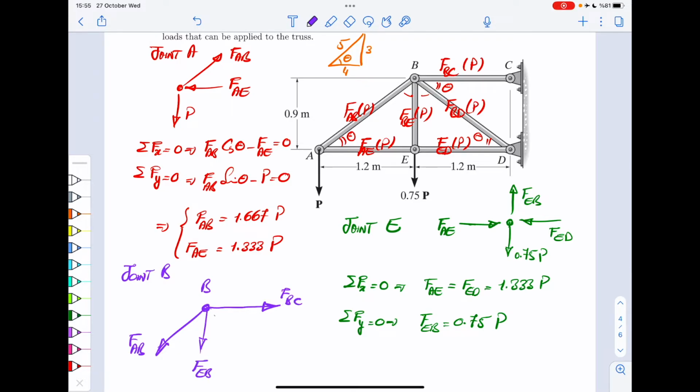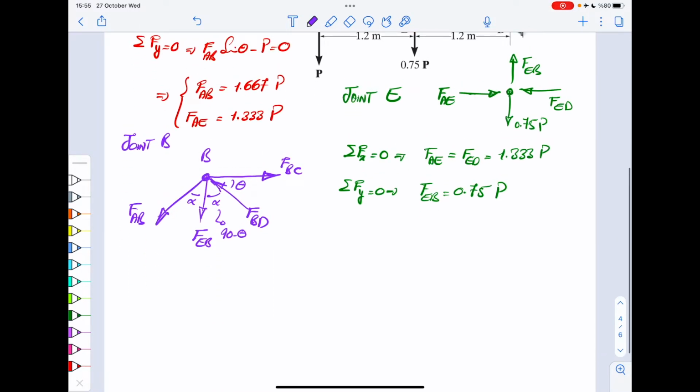And okay, I'm going to write BD also as if it is compression. And then again, remember, this angle is the same angle theta, and then maybe you can call this one alpha, remembering that alpha is nothing but 90 minus theta. So cosine alpha is sine theta. All right, now that you have this one, again, what you need to do is to write your equilibrium. So you write equilibrium of forces in x direction and equilibrium of forces in y direction.